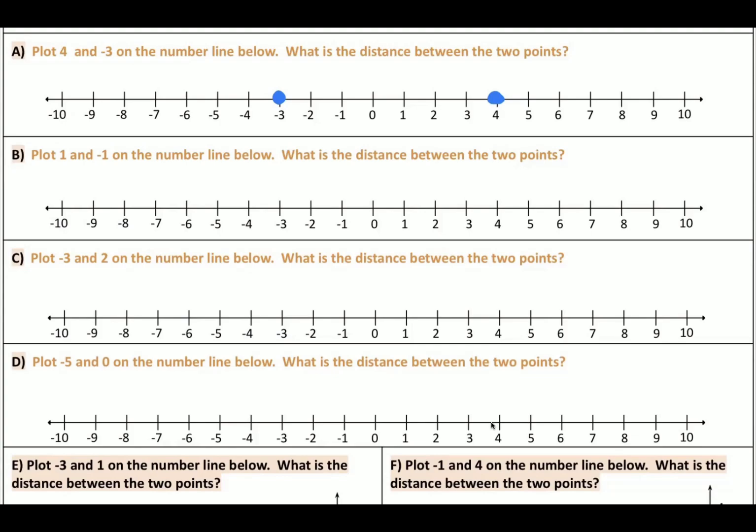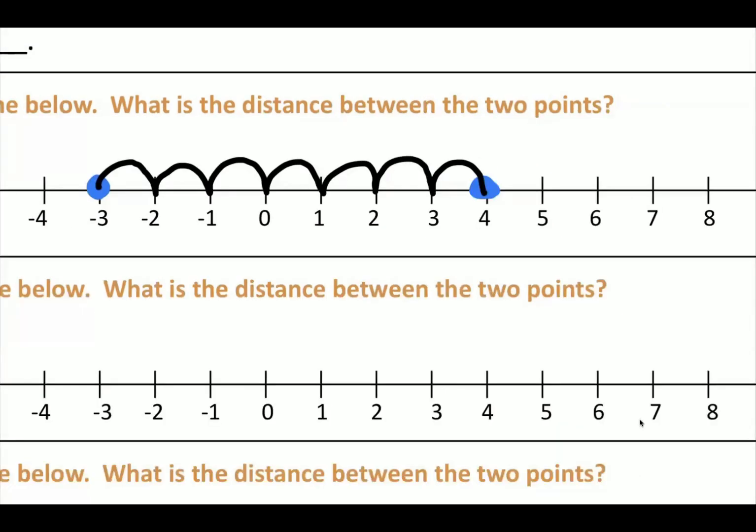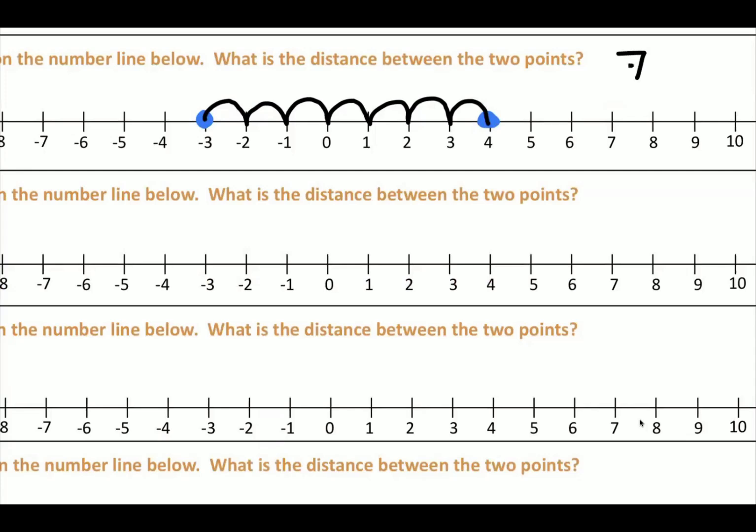Okay, so when I count the distance, and I'll zoom in here, I'm going to go 1, 2, 3, 4, 5, 6, whoops, 7. So notice there's 1 space between each number. We have 7 loops. So the distance between these 2 points is 7. Another way you can think about this is 4 is 4 spaces from 0, and negative 3 is 3 spaces from 0, and 4 plus 3 is 7. Or you can just count.